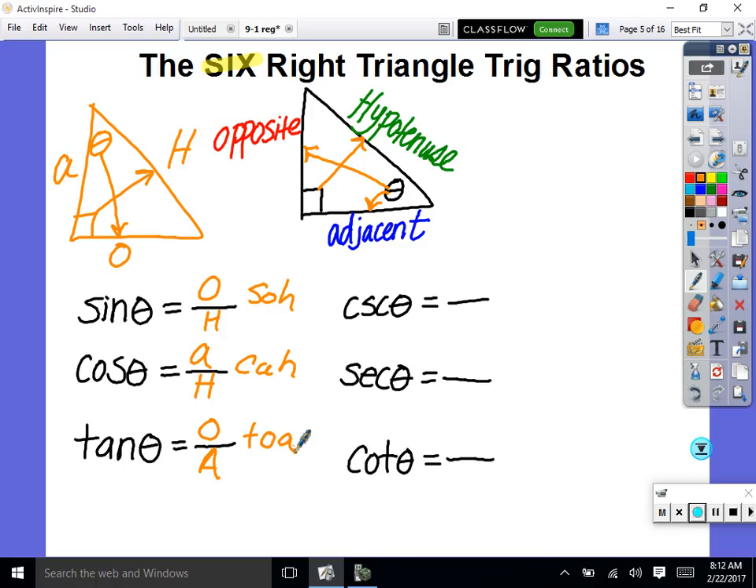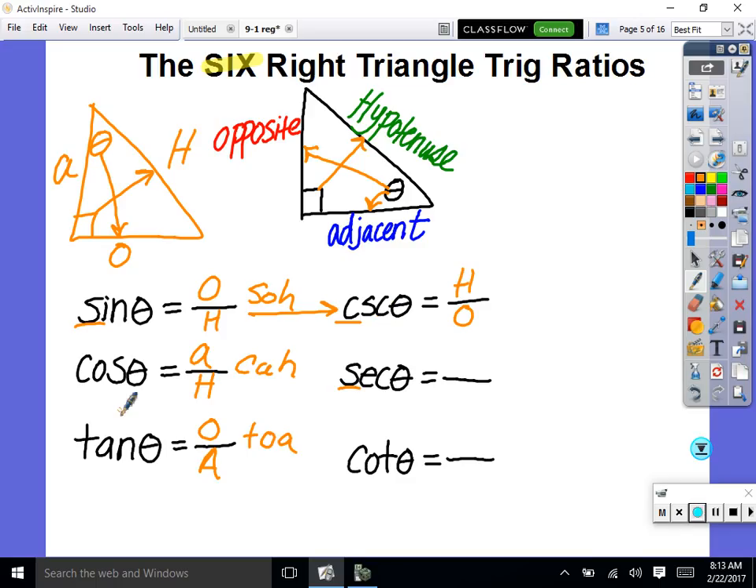Then cosecant is not the inverse of sine. It's the reciprocal of sine. Reciprocal means you just flip the fraction. So everybody, cosecant will be hypotenuse over opposite. So guys, cosecant is the reciprocal of sine. Notice something interesting here. S and C. A lot of people will think C and C go hand in hand, but that's not how it works. So do you see how S and C are like opposite? You get what I'm saying? So cosecant is the reciprocal of sine. So it'd be hypotenuse over opposite.